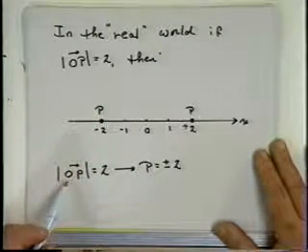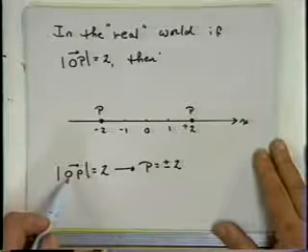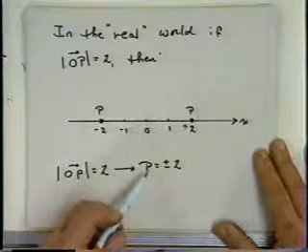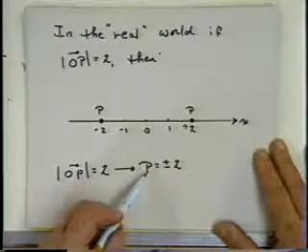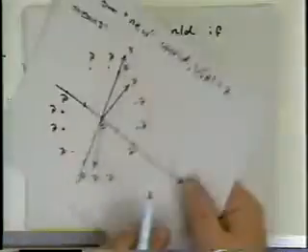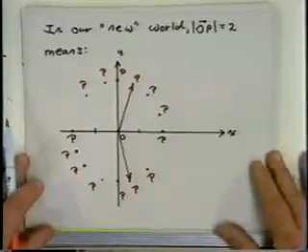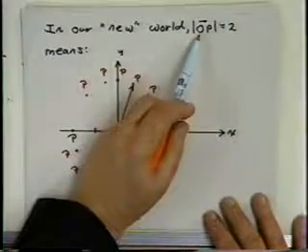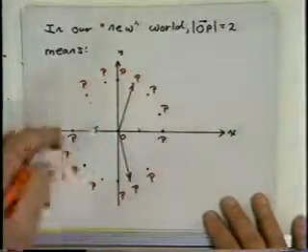In other words, if the absolute value of O to P was equal to 2, then the name of the number that P represented was either positive 2 or negative 2. But look what happens in the new world. Now if we say the distance from O to P is 2, look what this means.